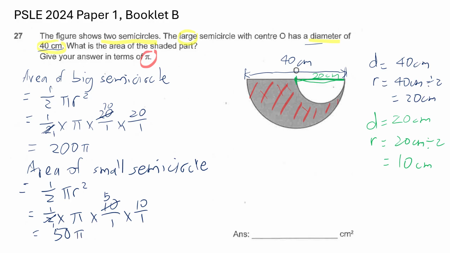Right? So let's put them together. Since you're looking for this shaded part, we have to take the area of the big semicircle, which is 200 pi, minus the area of the small semicircle, which is 50 pi. That gives you 150 pi. So the answer is 150 pi square centimeter.